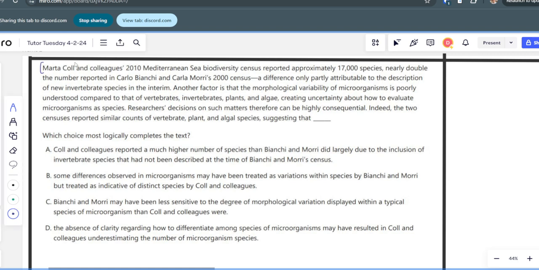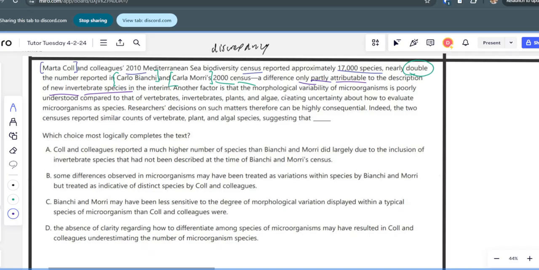So I see a discrepancy. I see Marta Cole, it was a 2010 census, 17,000 species. I see it was double the number reported in the 2000 census. So already I see a discrepancy. Let me annotate that. Discrepancy. So this difference is only partly attributable to the description of new species. Only partly attributable in the interim. Okay, so there's maybe some missing factors here.